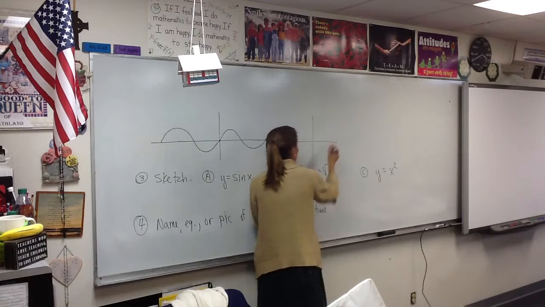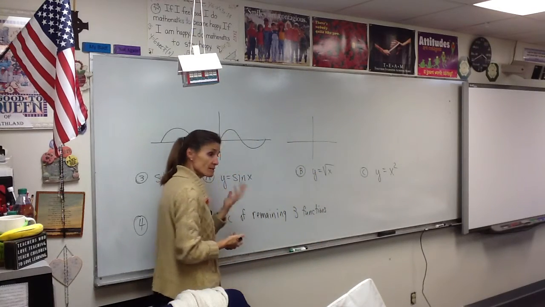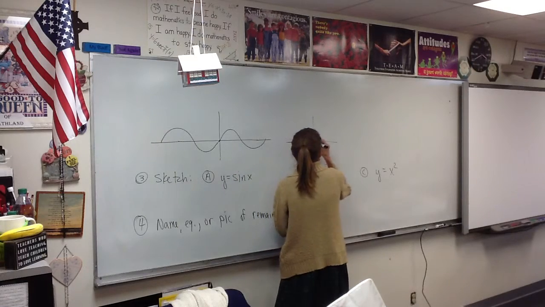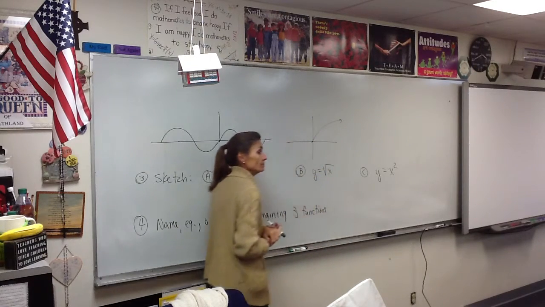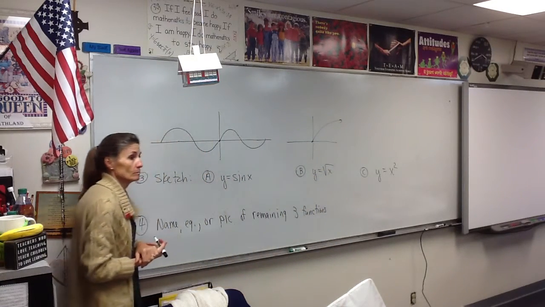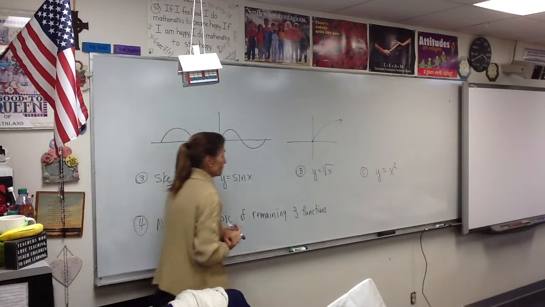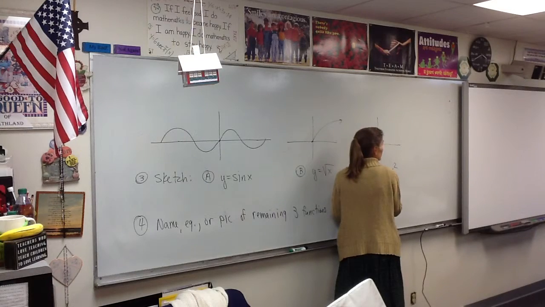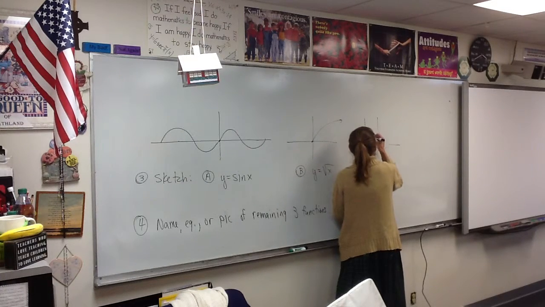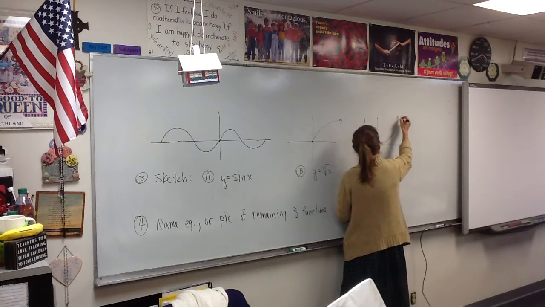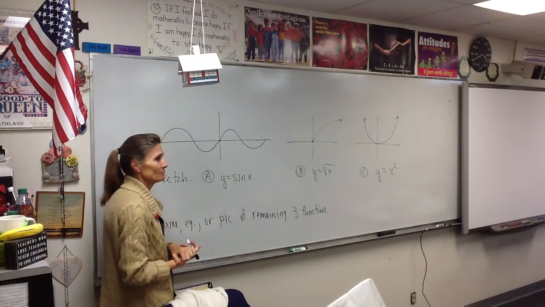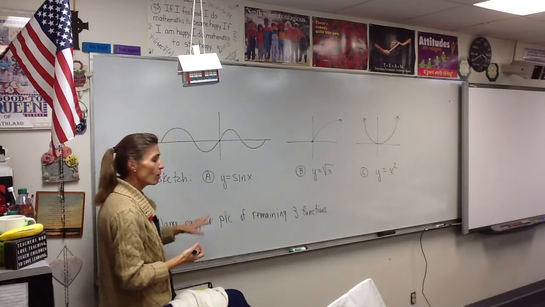How does a square root look? It starts at the origin too. And just goes like that. How does this one look? Yes, it's a U. Let's call it a parabola. It's a parabola, right? Any question about that?